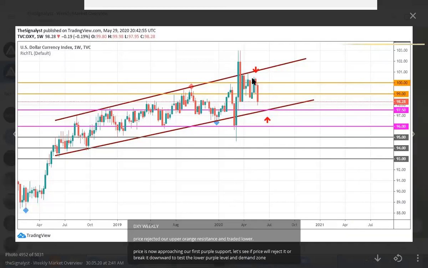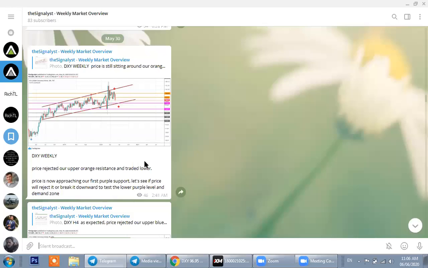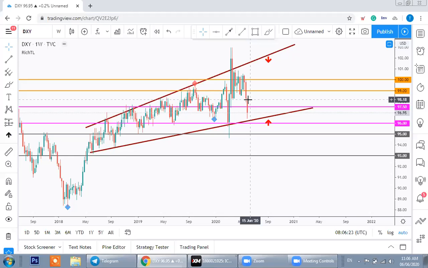As mentioned last week, price rejected our upper orange resistance and brown trend line and traded lower. And as mentioned last week, we were expecting a rejection from here. And if price breaks it downward, then our next support would be around 96. And that's exactly what happened. Price broke our upper purple resistance, and it's now approaching our lower purple resistance and brown trend line.